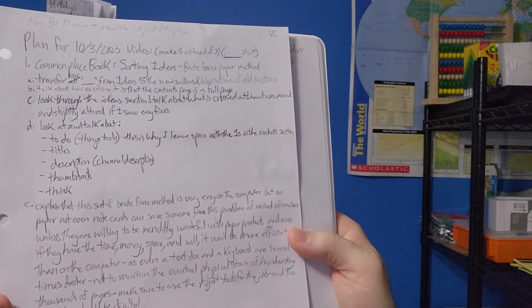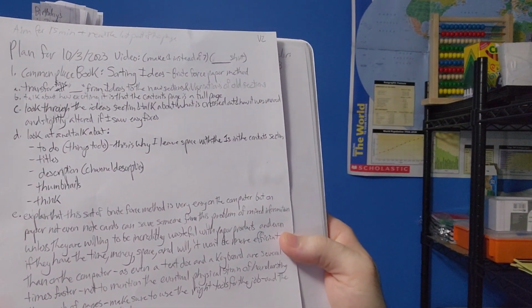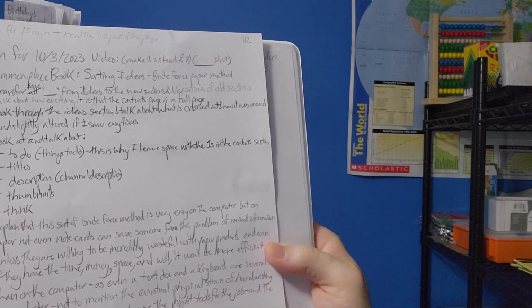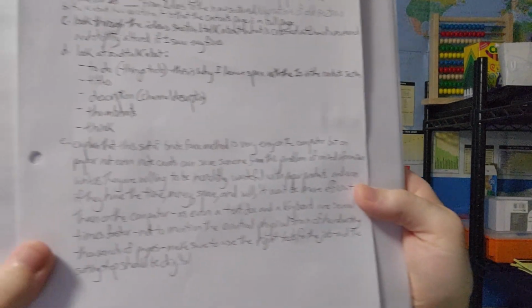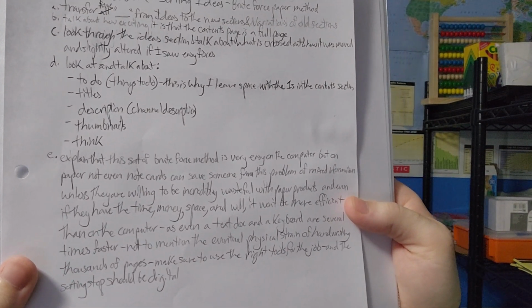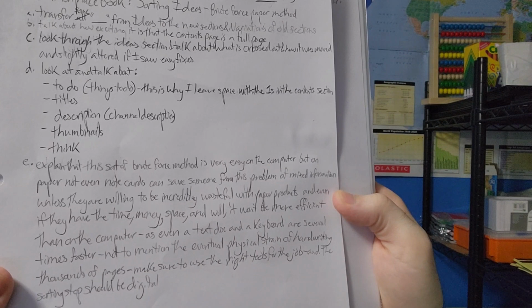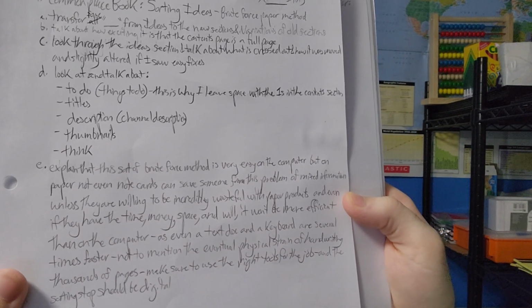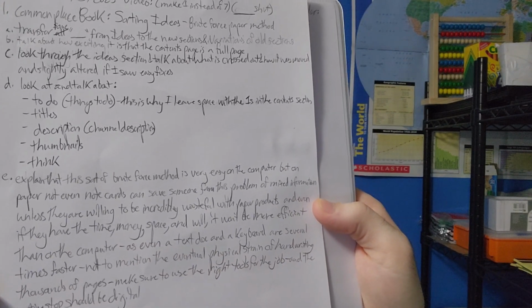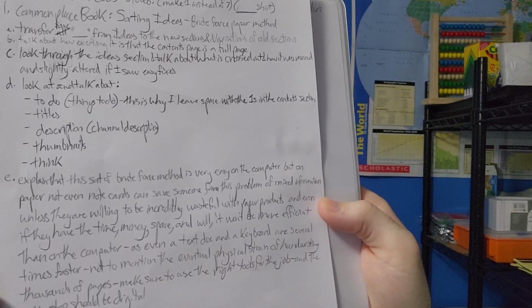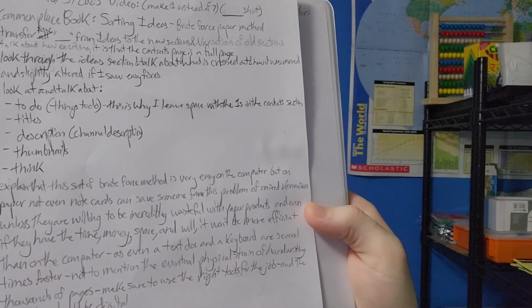Okay. So explain that this sort of brute force method is very easy on the computer, but on paper, not even note cards can save someone from this problem of mixed information, unless they're willing to be incredibly wasteful with raw paper products. And even if they have the time, money, space, and will, it won't be more efficient than on the computer, as even a text doc and keyboard are several times faster. Not to mention the eventual physical strain of handwriting thousands of pages. Make sure to use the right tools for the job, and the sorting step should be digital.